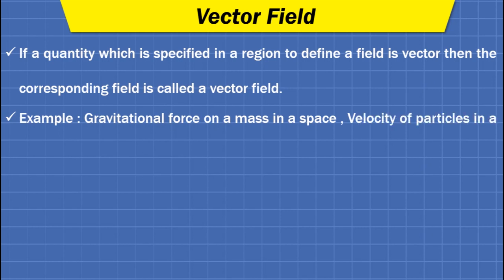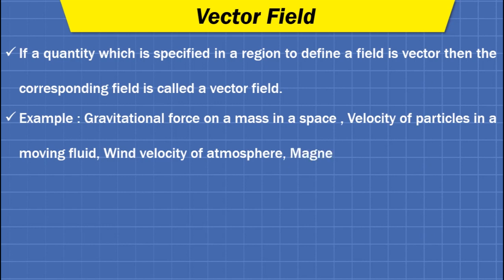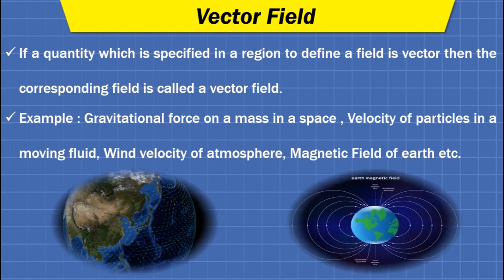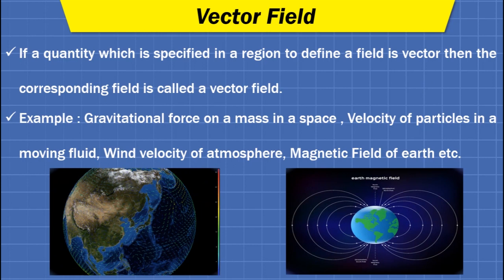Fine. So as you can see, this is the wind velocity of the atmosphere. The color of any contour shows the magnitude of the wind, and the direction of that contour shows the direction of the wind. Fine. Similarly, if we talk about the magnetic field of earth, then this is our north pole and this is our south pole. So field lines originate from the north and terminate at the south pole. Fine.